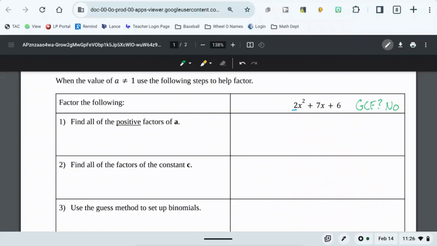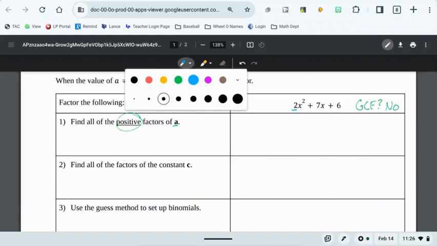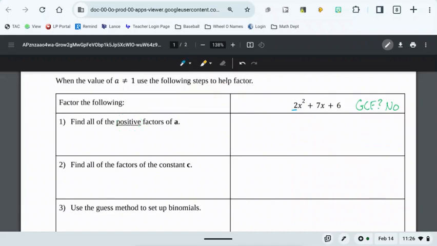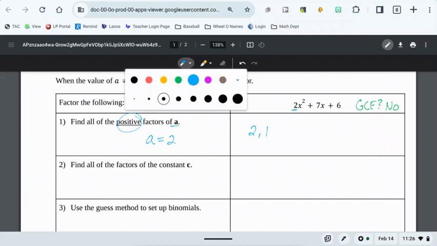Okay, so step 1, when a does not equal 1, we want to find all of the positive factors of a. Switching back to blue, all the positive factors of a. So we do not want the negative factors. In this case, our a equals 2. Our positive factors of a will be 2 and 1. So we do not want to also consider -2 and -1. We only want the positive factors.